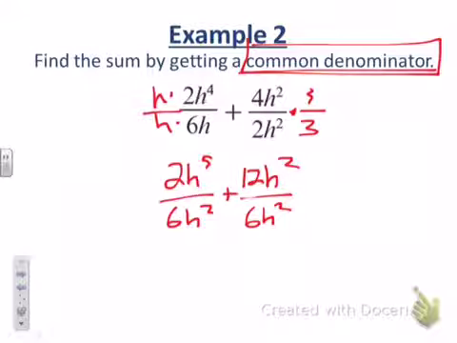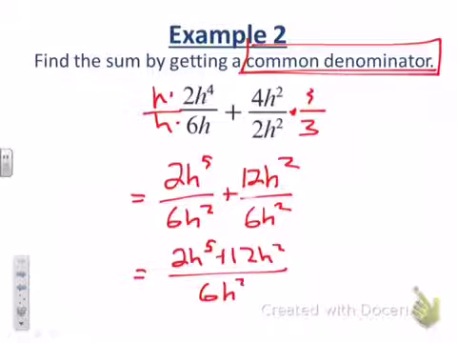So that gives me 2h to the 5th plus 12h squared over 6h squared. And I'm writing an equal sign here because we are not done. Why are we not done? I have to factor to see if anything can cancel, right?